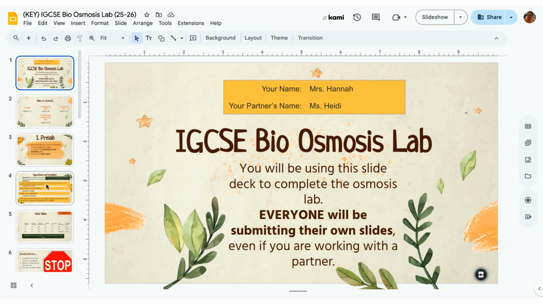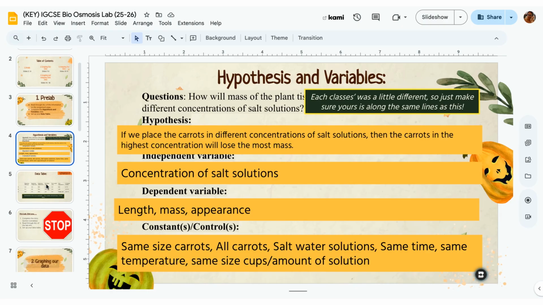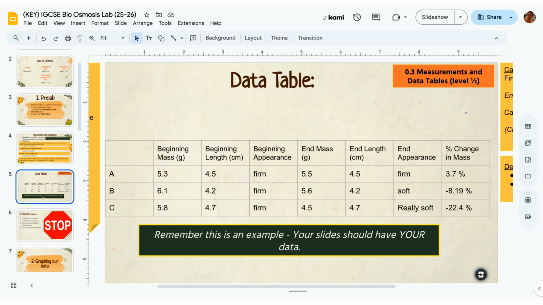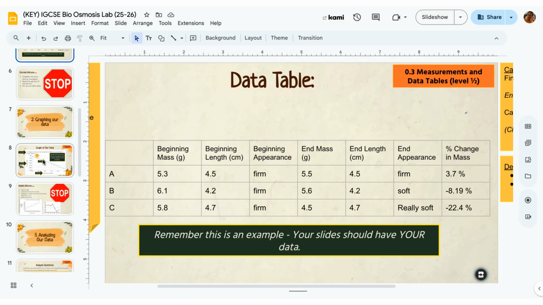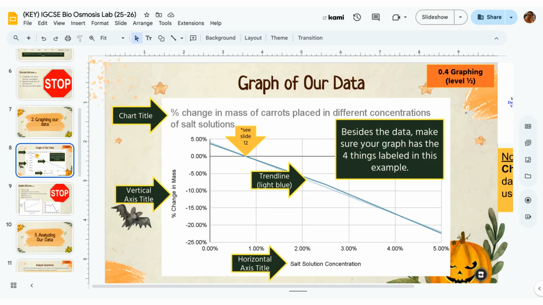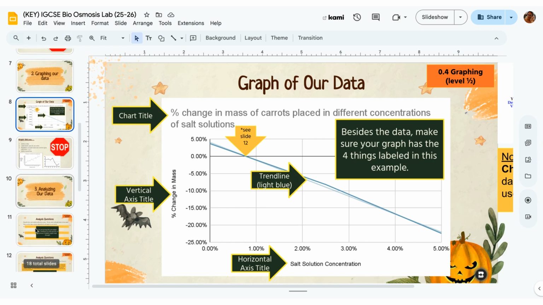So what we should have done already is the hypothesis and variables on slide 4. We did that together last week. Then on Thursday and Friday, you should have filled out your data table based on the measurements that you took of your carrots. On Friday, we worked on our graph. I showed you guys how to do that. If you missed anything, if you don't have a graph on slide 8, then you need to watch the how to graphing video on the assignment homepage.